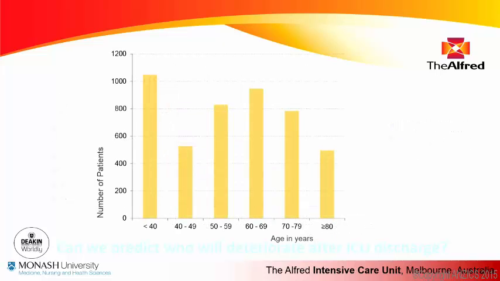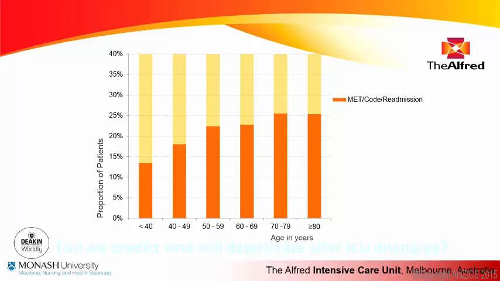We could predict overall numbers of deteriorating patients in each group. This is the number of patients in each group, and a high number of young people because of the trauma population at the Alfred Hospital. This shows the number in each age group who have MET, code or readmission. And the same data as the previous slide, but just shown as a percentage, and also demonstrates how age appears as a risk factor. The black dots show the number we predicted to deteriorate, or pretty close.